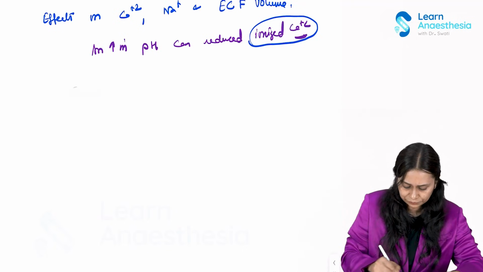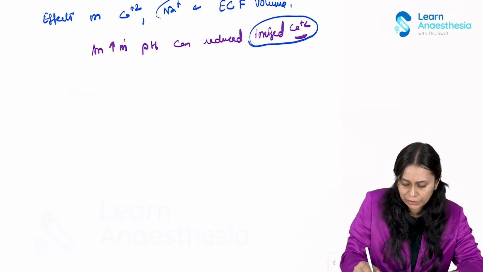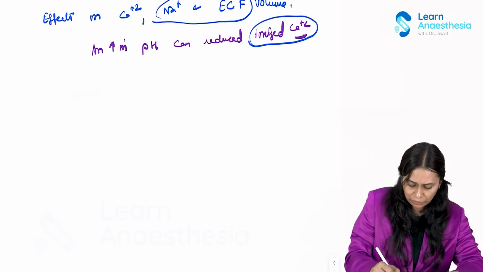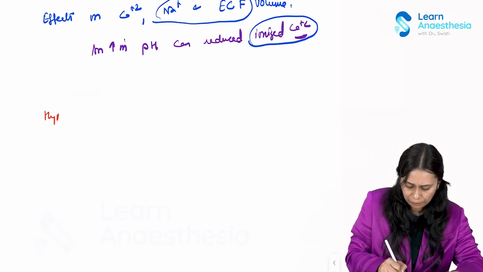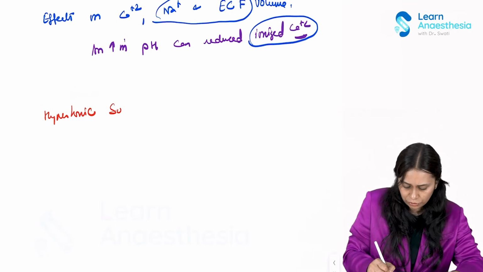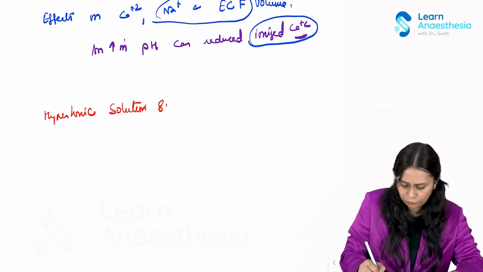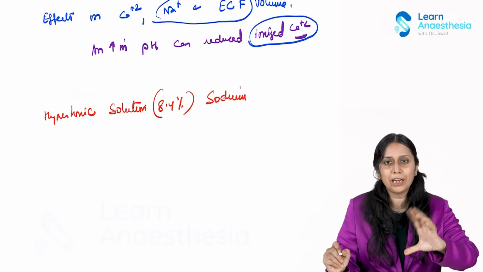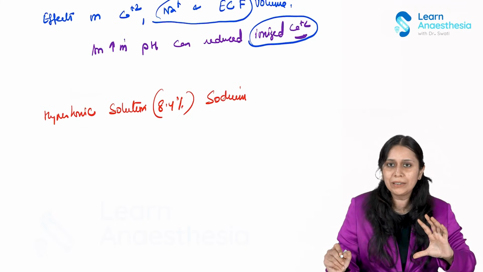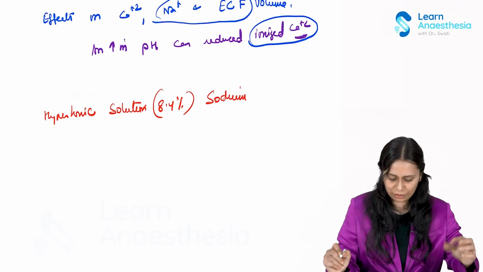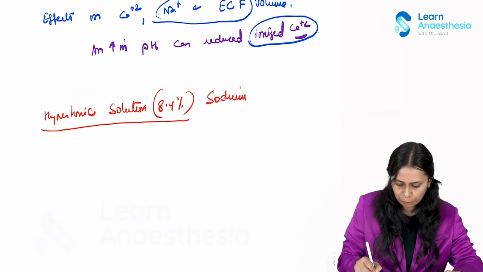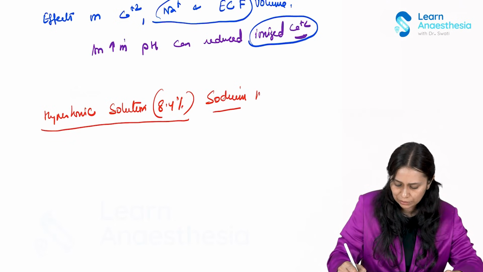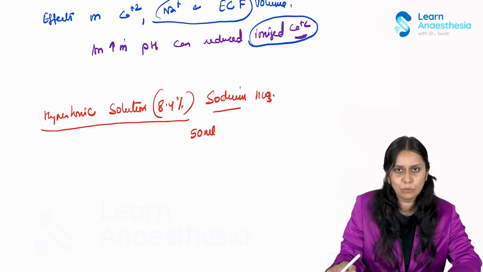Now apart from that, what is the effect on sodium and extracellular fluid? What are we using most commonly? We are using a hypertonic solution of sodium bicarbonate, 8.4% sodium bicarbonate. To understand the pharmacology of sodium bicarbonate, you can refer to the separate video on sodium bicarbonate in the pharmacology section. Here I am just saying that we are using the hypertonic 8.4% solution, let's say 50 ml, which is in one ampoule.